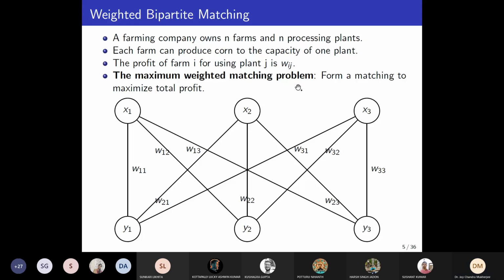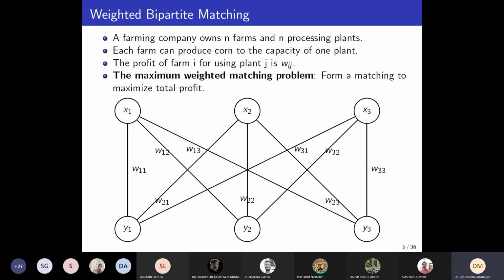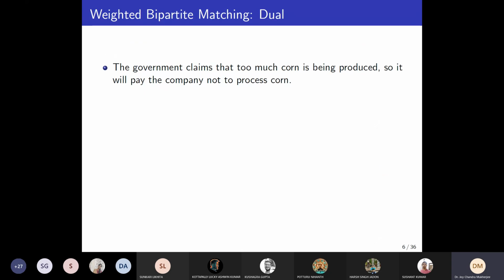Now the interesting part comes, which I haven't covered so far. Suppose the dual problem of this. Now while the farms were producing corn, the government feels that too much corn has been produced, so it has to stop the production. So the government claims that too much corn has been produced, and it will pay the company not to process the corn.